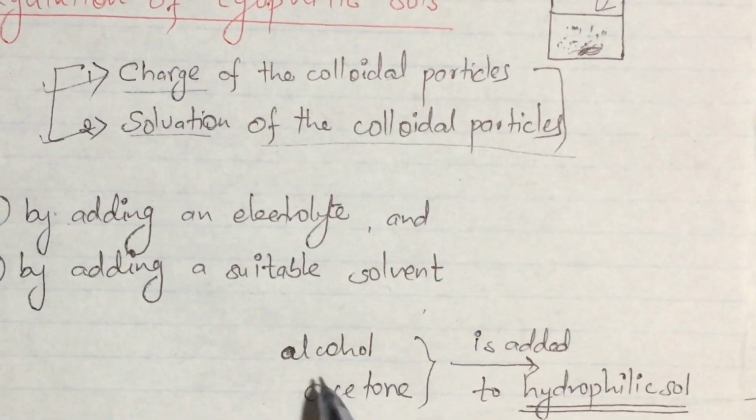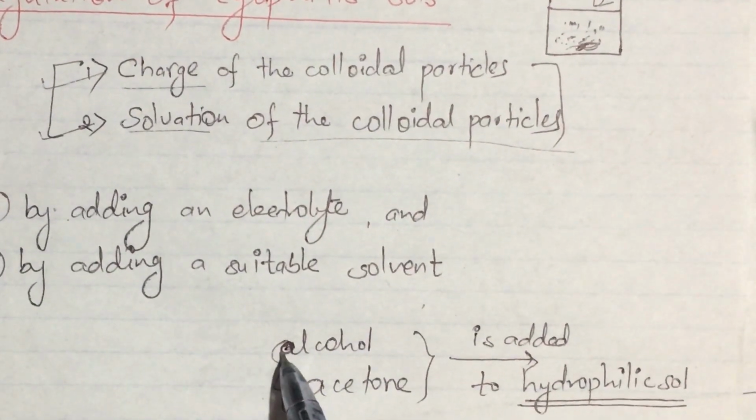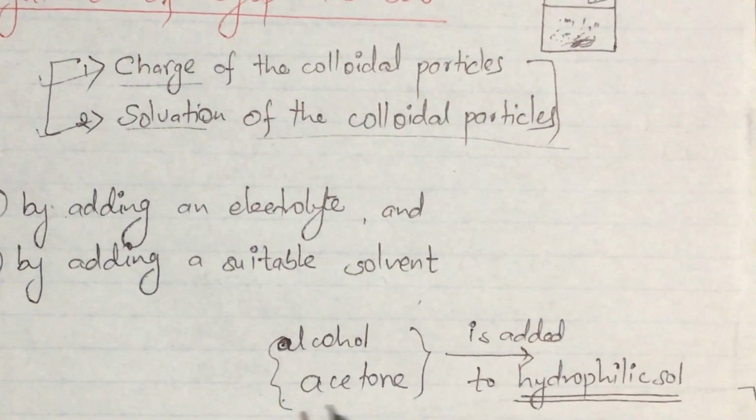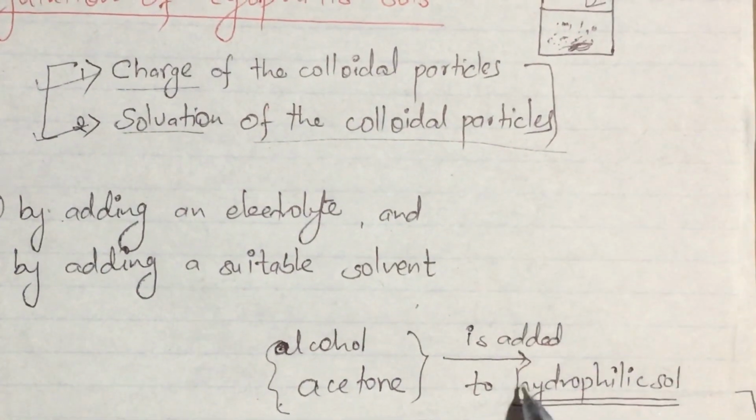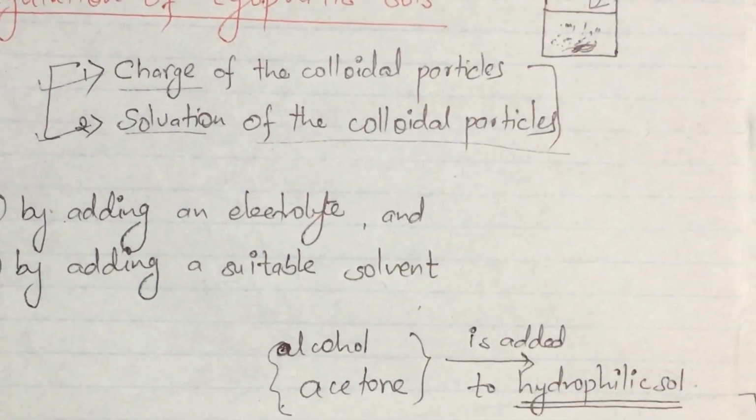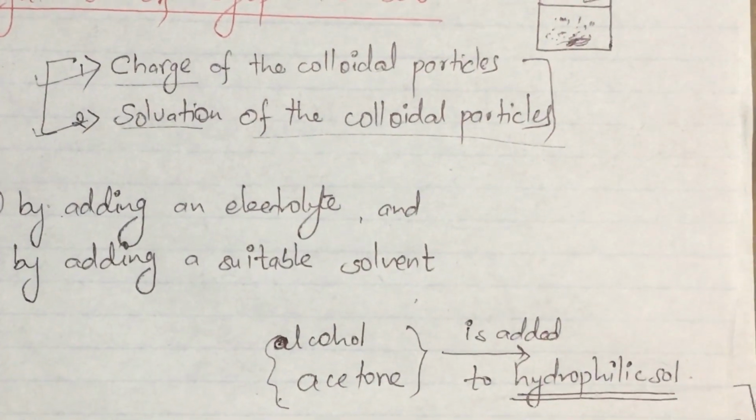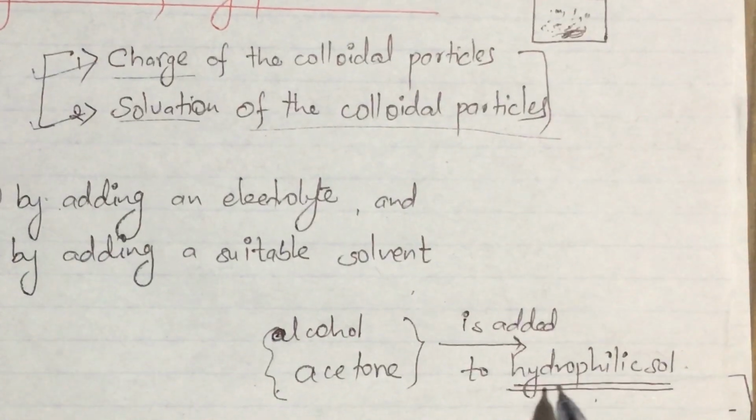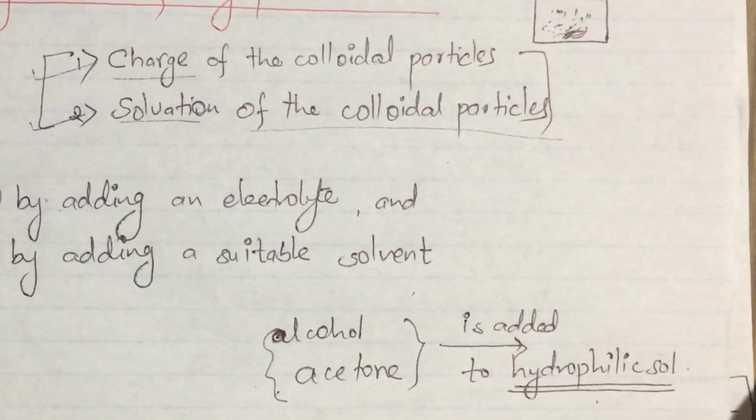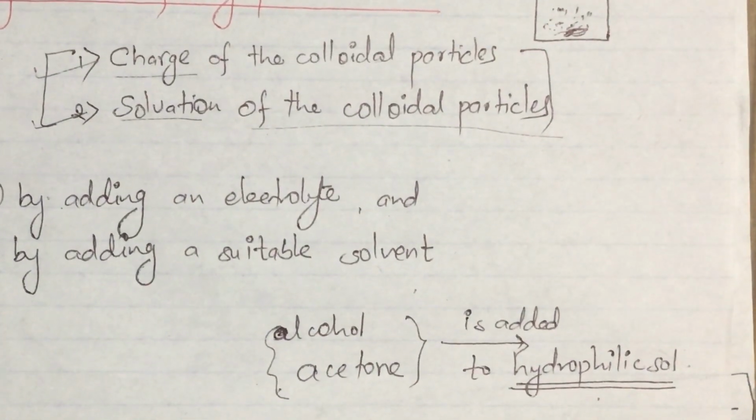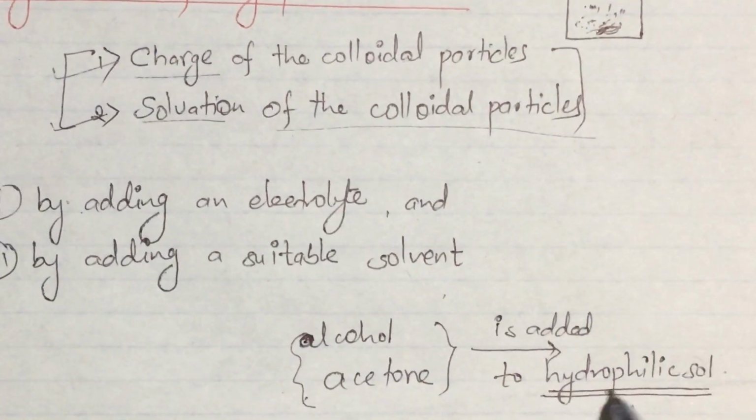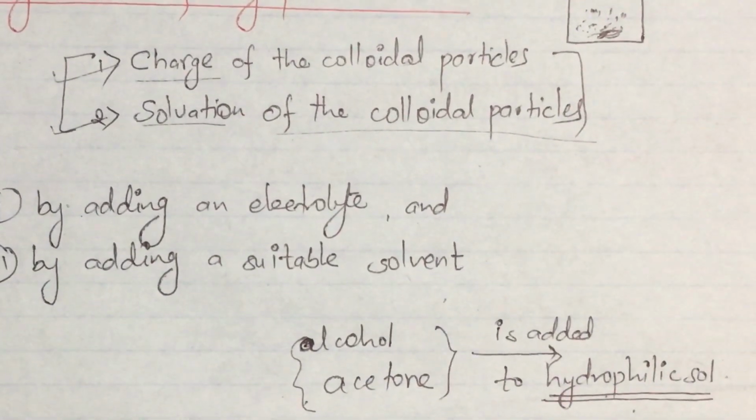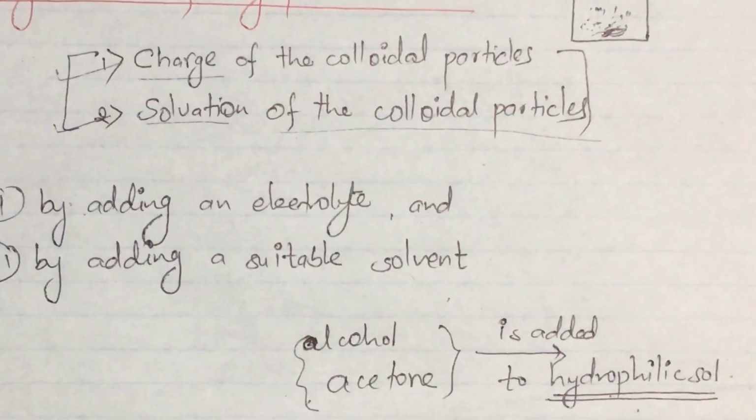When solvents such as alcohol and acetone are added to hydrophilic sols, the dehydration of the dispersed phase occurs. Under this condition, a small quantity of electrolyte can bring about coagulation. Remember, hydrophilic sol means the sol in which the dispersion medium is water.